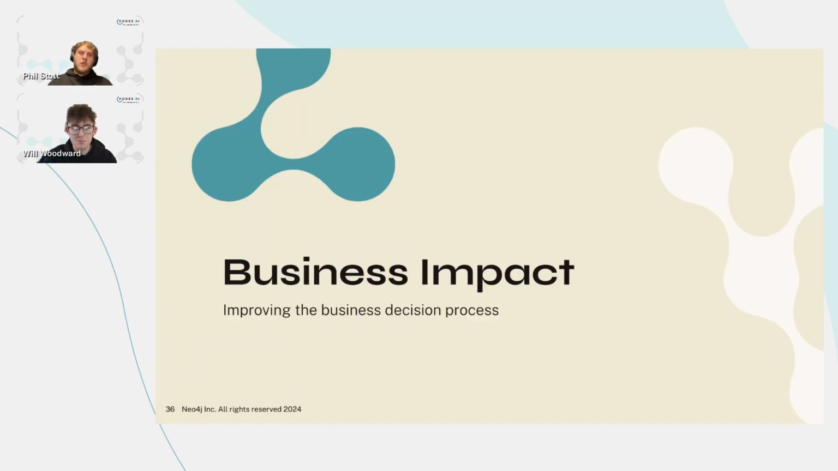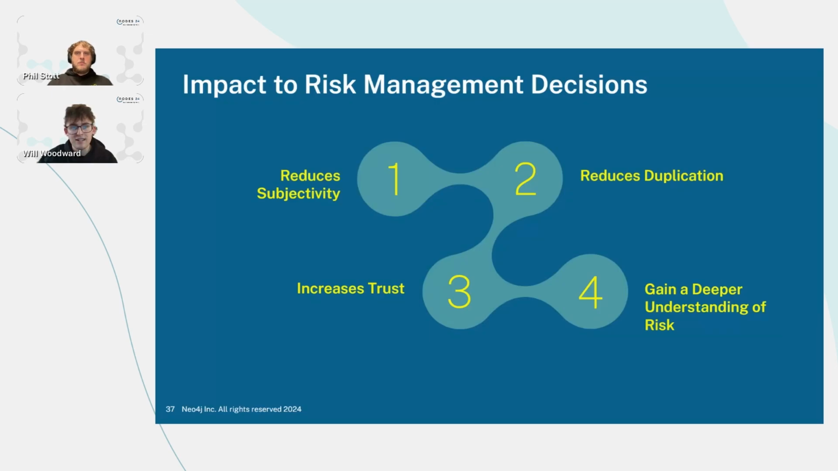What are the business impacts that this will actually have? We've got a couple of main ones. It will reduce subjectivity, remove duplication, increase trust, and people will be able to gain a deeper understanding of risk. This is particularly useful just by looking at it in a graph view.